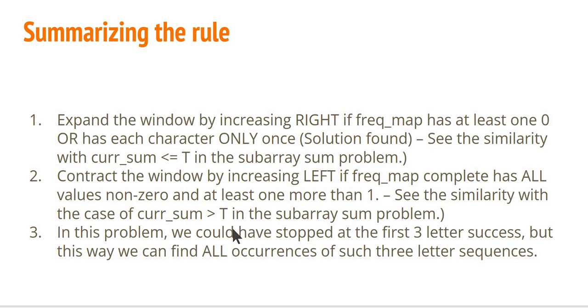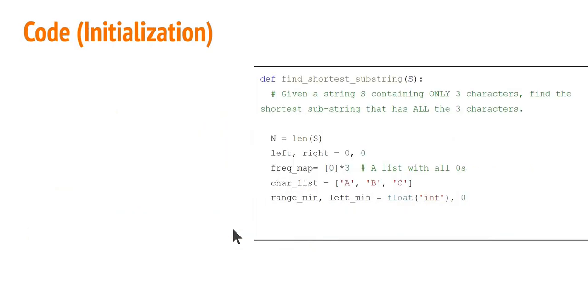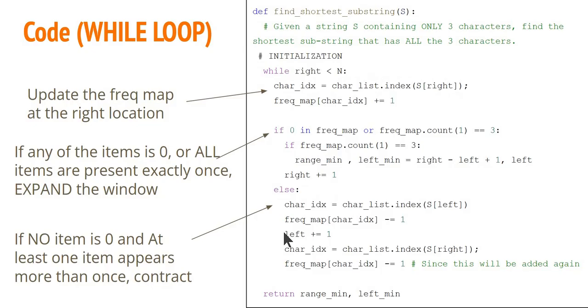In terms of code, we'll follow the exact same structure. I'll initialize in the beginning, but of course we need a bit more. We need a frequency map, for example, a list of three numbers, initialized to zero, and then this is the character list. The while loop is going to work pretty much the same. I keep while right is less than n. I keep adding the index on the right side, and from the character index I can find out and update that frequency map. This is like saying cursum gets updated with the new item that's coming in.